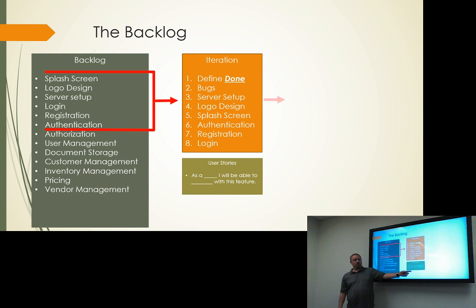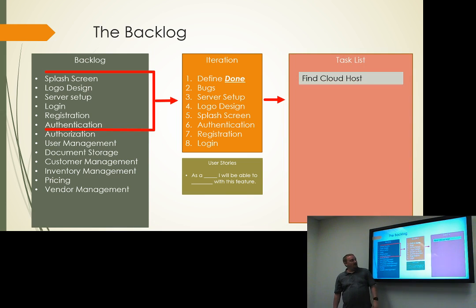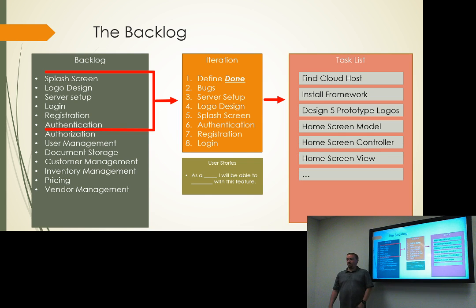Along with that, though, we need to keep our user stories, right? For each one of these features that we had up here, we have our set of user stories to go along with it, okay? And those eventually get broken down into a task list, because now we can actually start to say, what is it that we need to do to make these things happen? What are the actual tasks that I must accomplish in order to get these features done according to their user story? Okay, now you start to think, I need to find a cloud host if that's where they're going to host it, install a framework, design 5 prototype logos because maybe they want us to do the logo design. Home screen model, home screen controller, home screen view. This would be it for an MVC application, for example. So I start to have my actual individual tasks that I or my team must accomplish to get each one of these features done, and they go into this big, long task list.